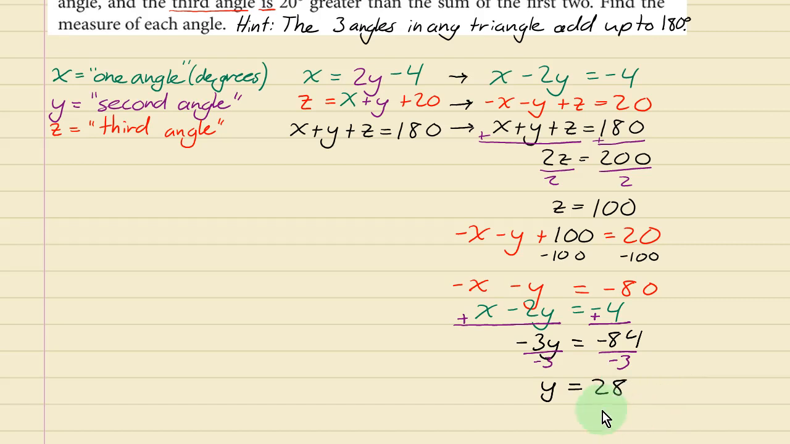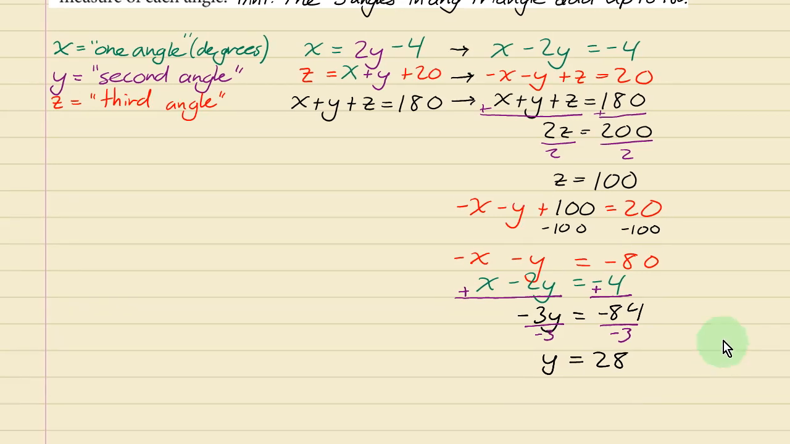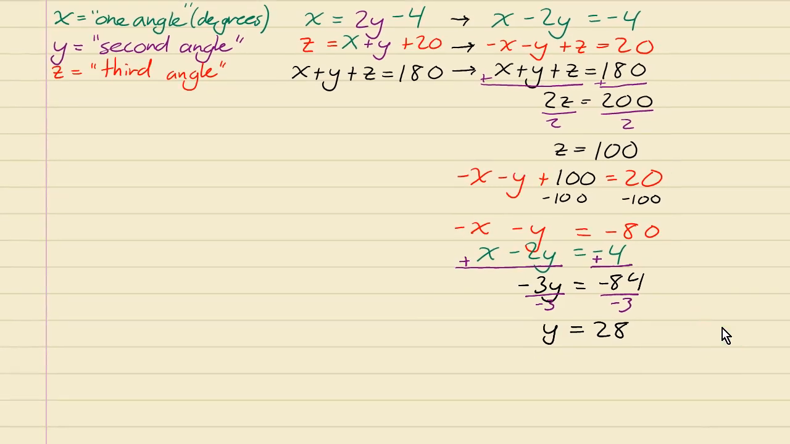Then you can use that value of y and the value of z that you found to solve one of these equations for x. I'll just take this x minus 2y equals negative 4 equation here.